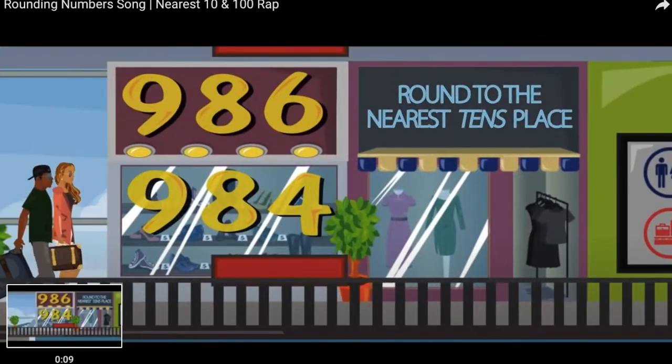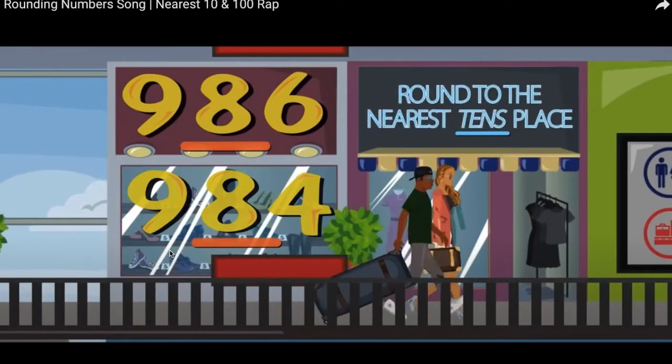When rounding to a certain place value, find the rounding place, then continue to.